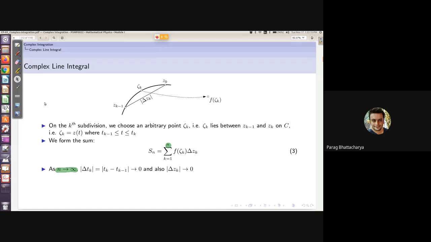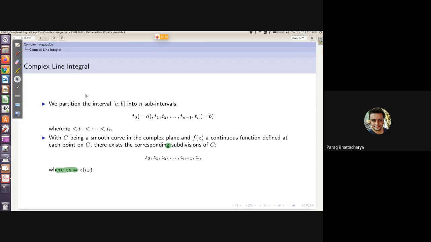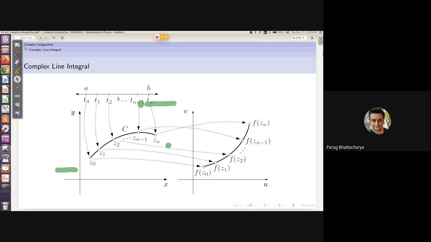Let's go back and see what is this n. What is n? N is the number of subintervals. That means n is simply how many intervals you have made on the range of parameters. So if n goes towards infinity, what will happen? Let's say this is the curve, from A to B.